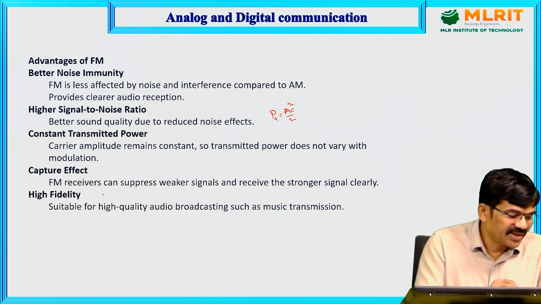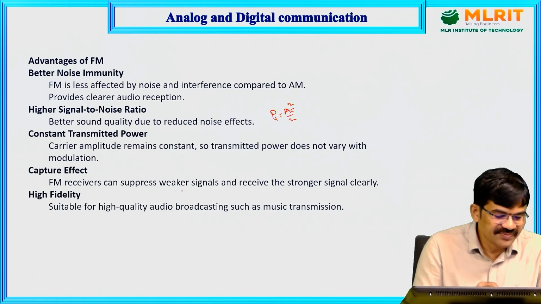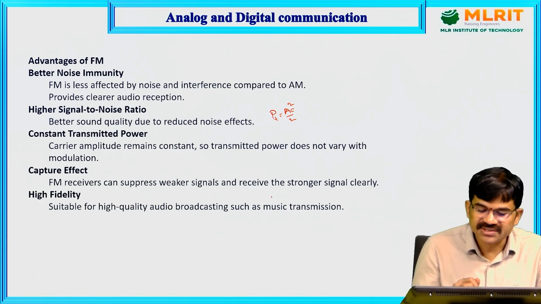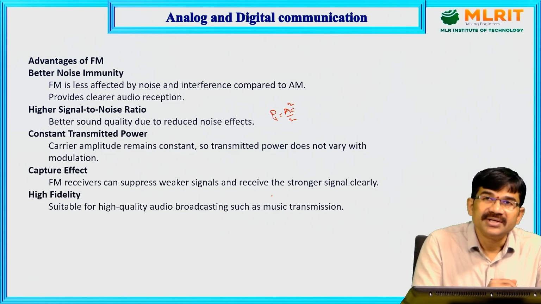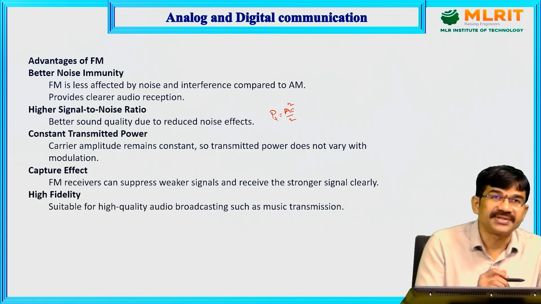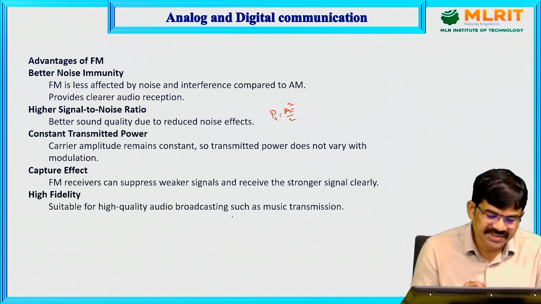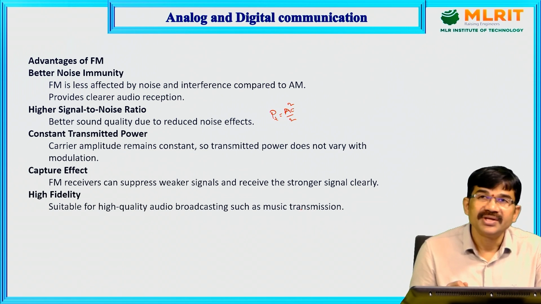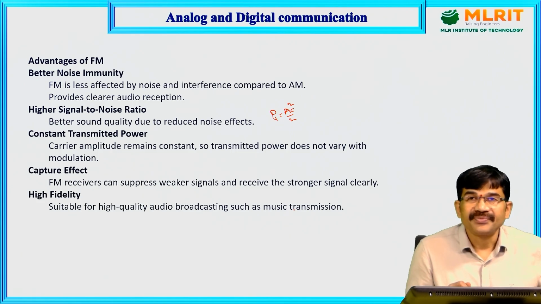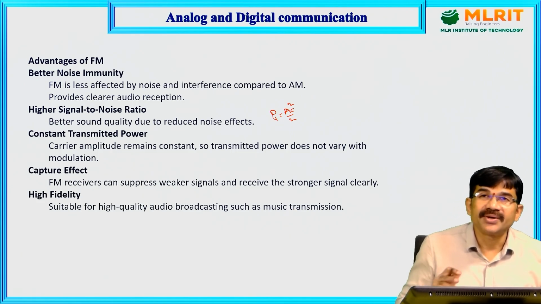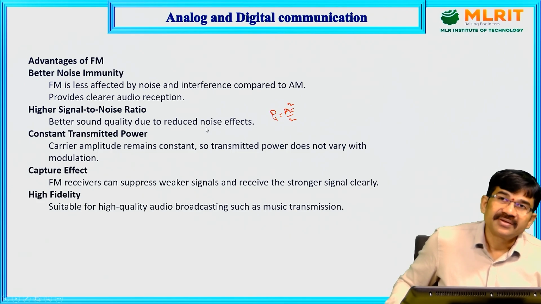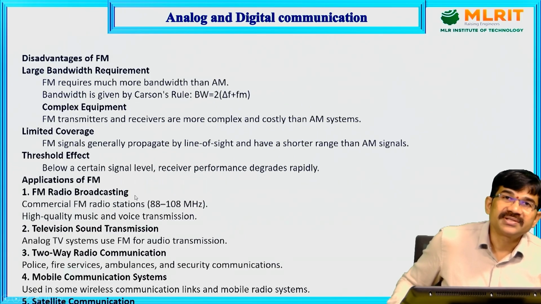And capture effect: the FM receiver can suppress weak signals and receive the strong signal clearly. So wherever any disturbance is nearby, we are not concentrating on the disturbance signal, only on the strong signal. Then high fidelity: suitable for high quality audio broadcasting such as music transmission. For music transmission applications, which require high fidelity, we use FM.